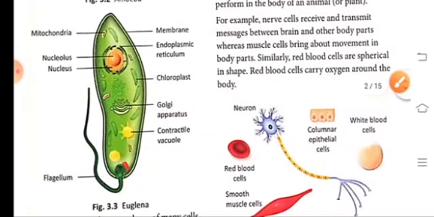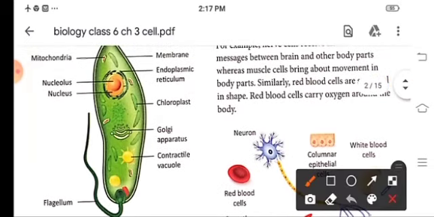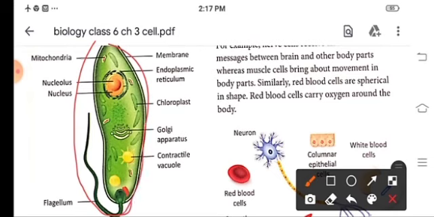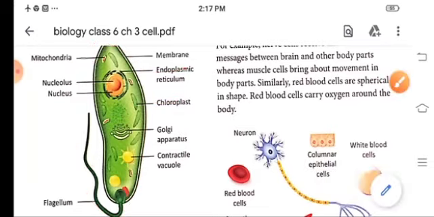This is euglena. So here see, this is also a unicellular organism. Now cell membrane, endoplasmic reticulum, chloroplast are present, nucleus, mitochondria. So all these cell structures are present inside the cell. Flagella is there. This flagella helps in the movement of euglena from one place to another place. So this is a unicellular organism and it can perform all the activities inside this cell.